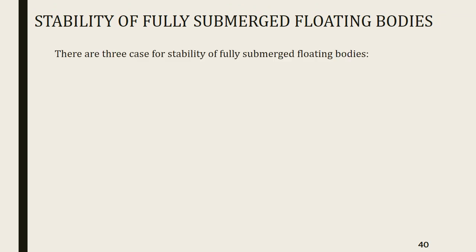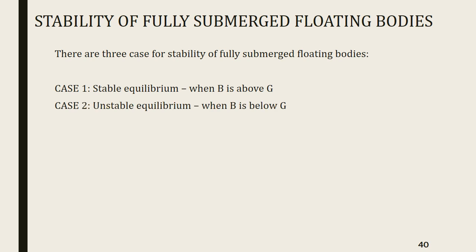So if we take a summary of the stability of fully submerged floating bodies, there are three cases. Case 1, stable equilibrium, is when B is above G. Case 2, unstable equilibrium, is when B is below G. In case 3, neutral equilibrium is when B coincides with G. So this was a lecture on the stability of floating bodies. Hopefully you have been able to follow and you will be able to do numerical problems that come from this particular topic. Thank you.